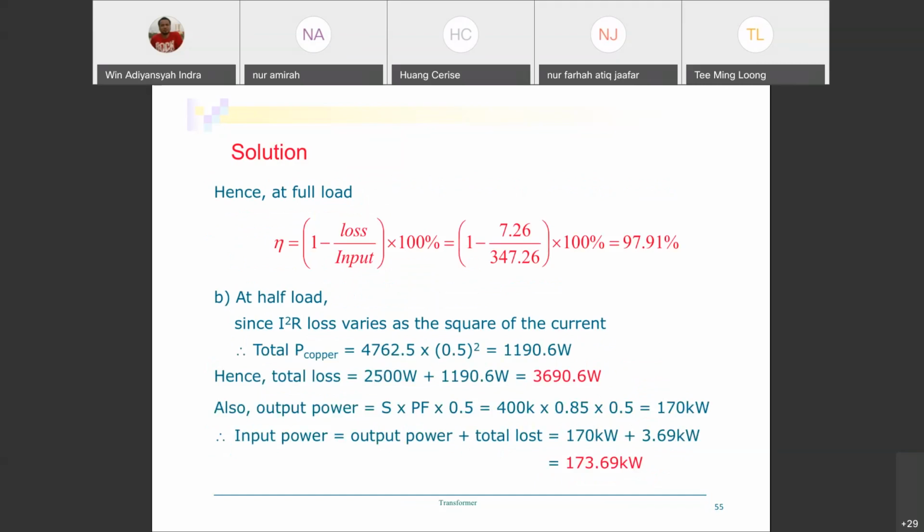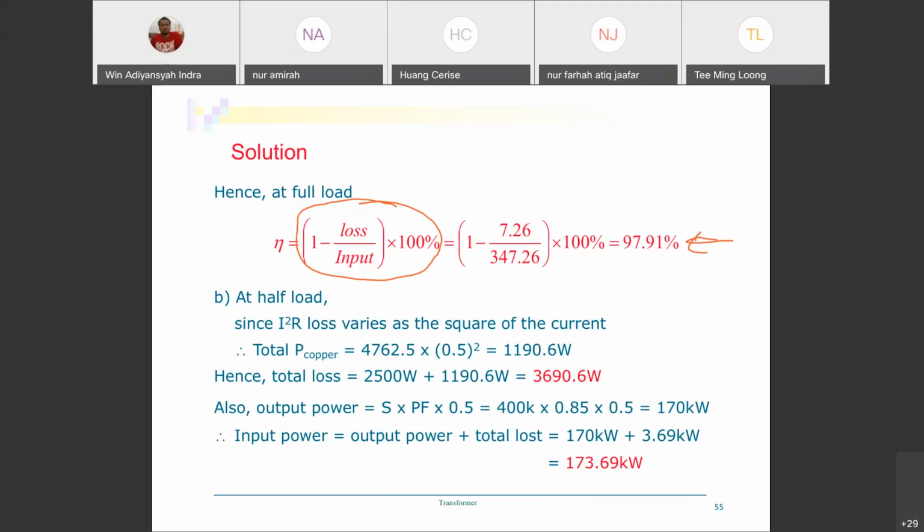So the efficiency is simply, this is similar with the previous formula. This is actually the general formula for efficiency. You have this one. For full load, the efficiency of the transformer is 97.91. Okay.